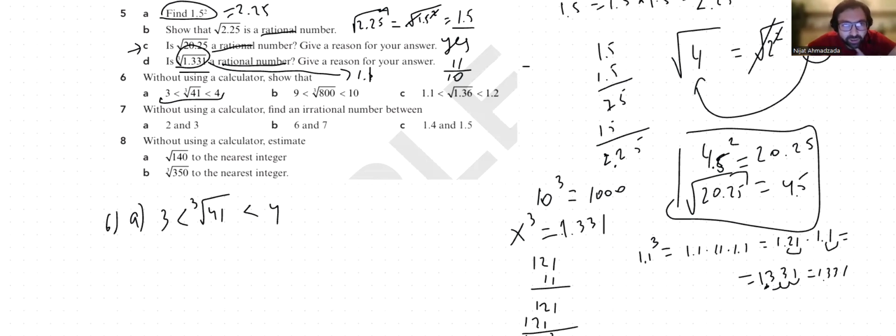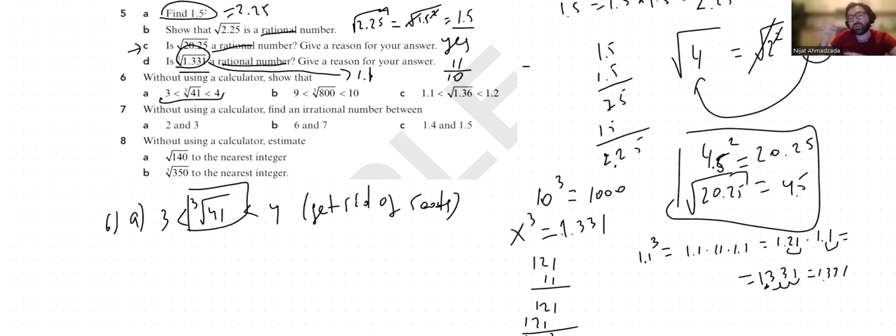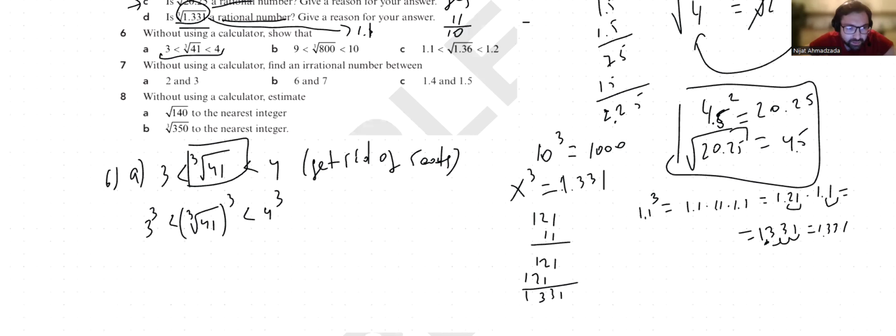We already know that we have to get rid of the roots, okay? Which root do we have here? We have a cube root. How do we get rid of a cube root? We have to cube each side. So it will be 3 cubed, smaller than the cube root of 41 cubed, smaller than 4 cubed. These signs won't change. So now check if it is true. 3 cubed is 27. This is smaller than something, and that is smaller than 4 cubed, which is 64.